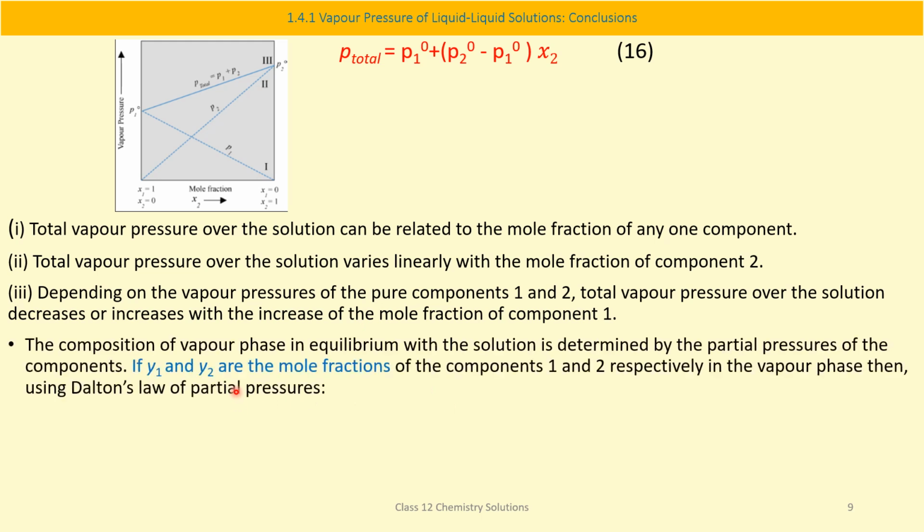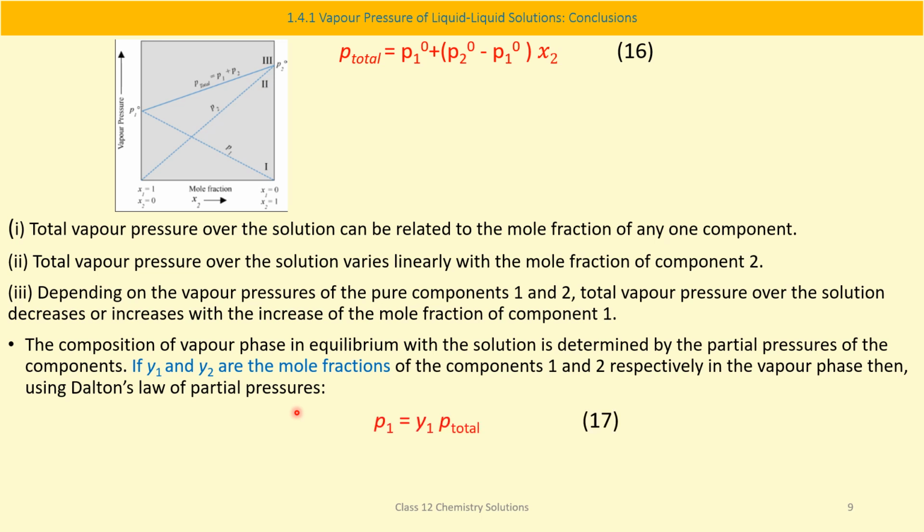The composition of vapor phase in equilibrium with solution is determined by the partial pressures of the components. If Y1 and Y2 are mole fractions of components 1 and 2 respectively in the vapor phase, then using Dalton's law of partial pressure, we can write the equation.